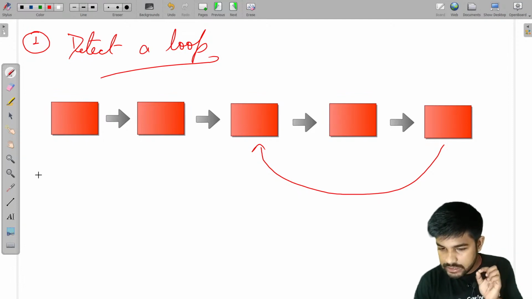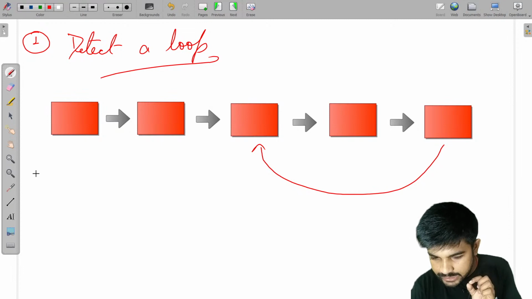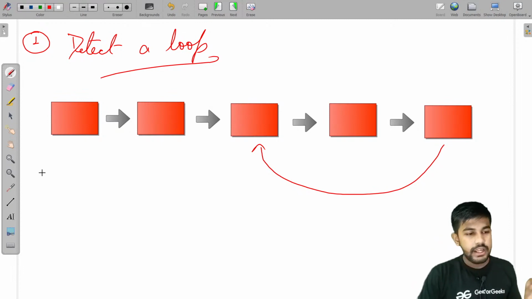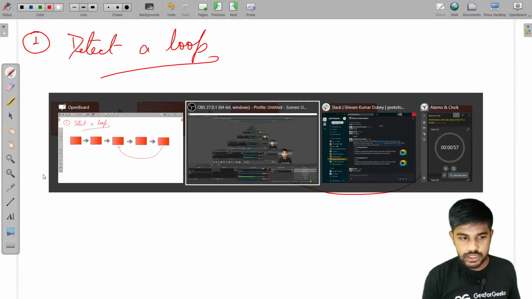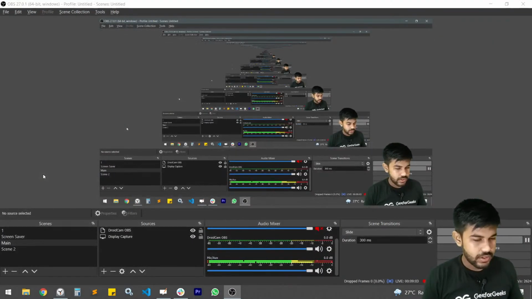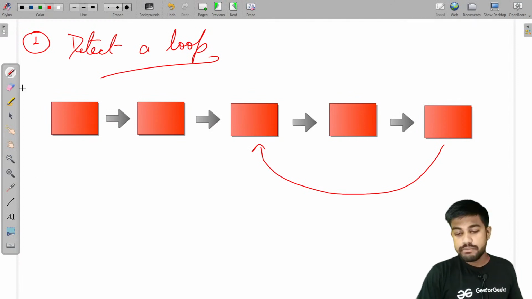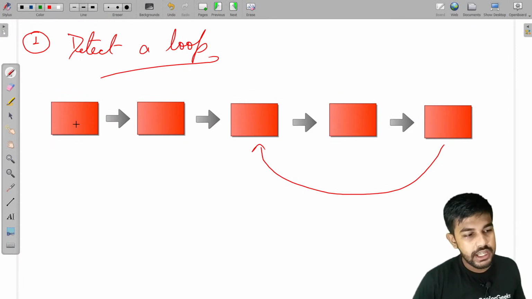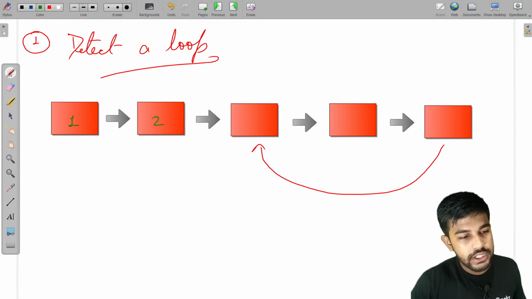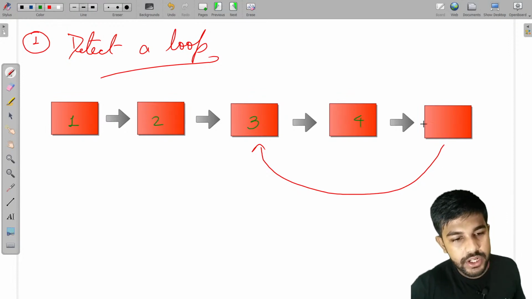Like Bhaumik told. Hashing means we will catch and store the nodes. What we do is start marking 1, 2, 3, 4 and 5.